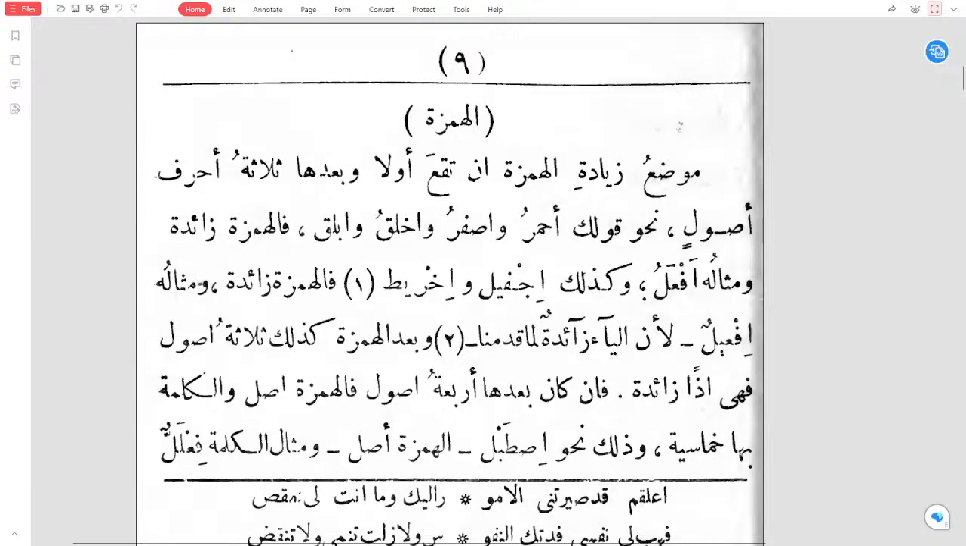إجفيل and إخريط, let's see if in the حاشية it says what their meanings are. إجفيل الذي يجفل من كل شيء والإخريط ضرب من النبت. إخريط is a kind of vegetation. والإجفيل, that would be, let me check what that is. إجفيل.